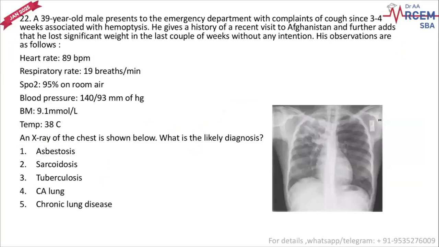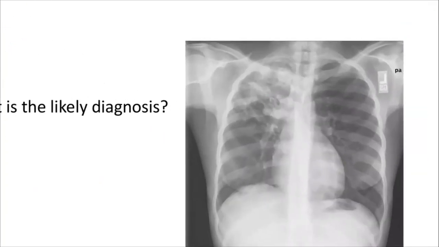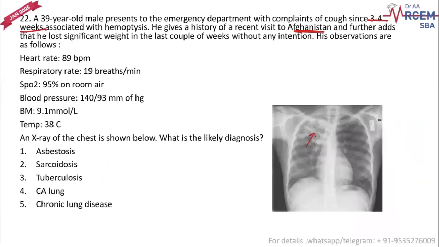A 39 year old male presented to the emergency department with complaints of cough since 3 to 4 weeks associated with hemoptysis. He gives a history of a recent visit to Afghanistan, and a long history of cough is present. On the X-ray, you can see there is some amount of cavity and the upper lobe is involved. Keeping all this in mind, you are thinking of tuberculosis. A classical history, a long history of cough and travel history with a classical X-ray is tuberculosis for exams. It is very classical, you will not miss tuberculosis in the exam.